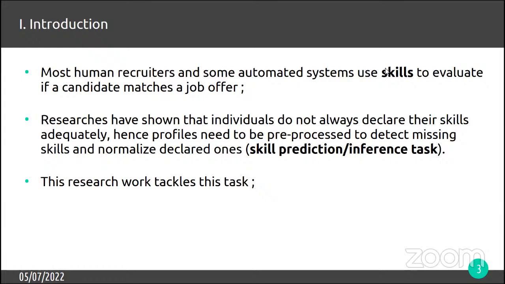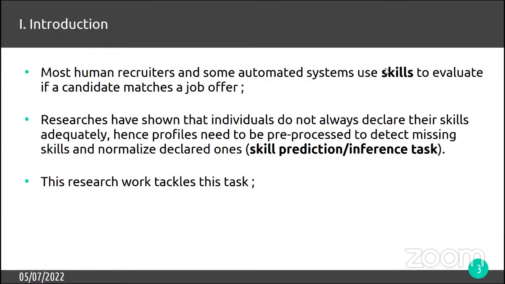Researchers have also shown that candidates usually, always even, do not declare all their skills in their professional resumes. They can omit some skills because they think they are implicit for domain experts, or they can simply save space in the professional profile. It's really trivial, but it's a big problem for an automated system because the information is not there.